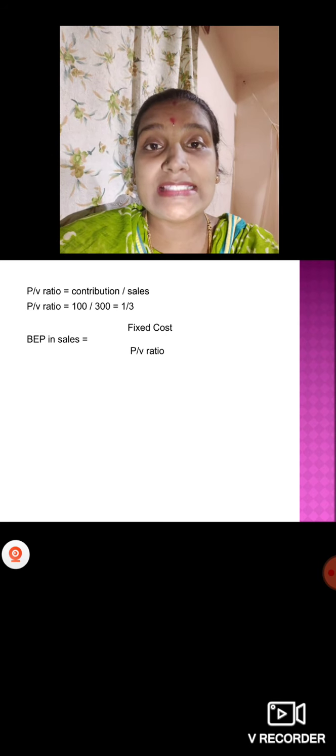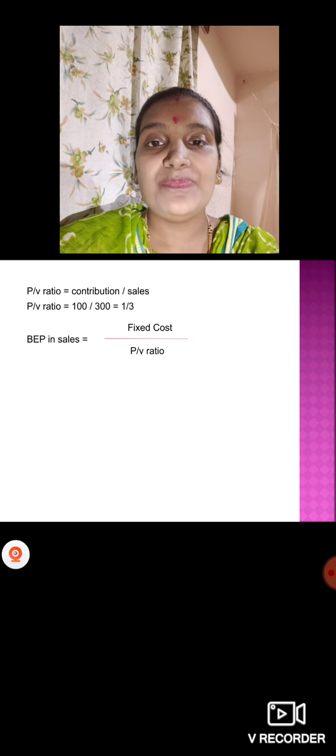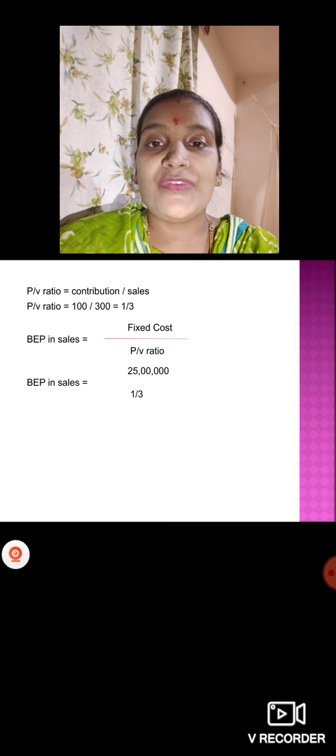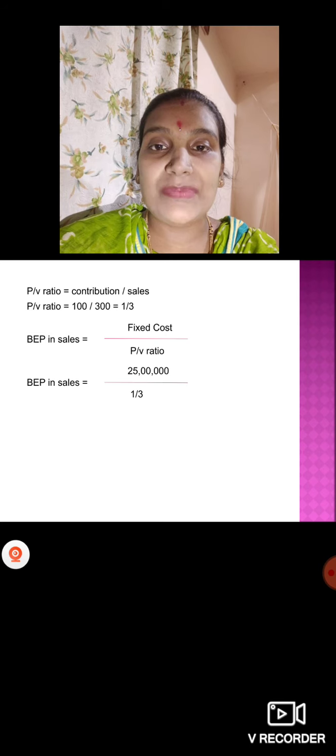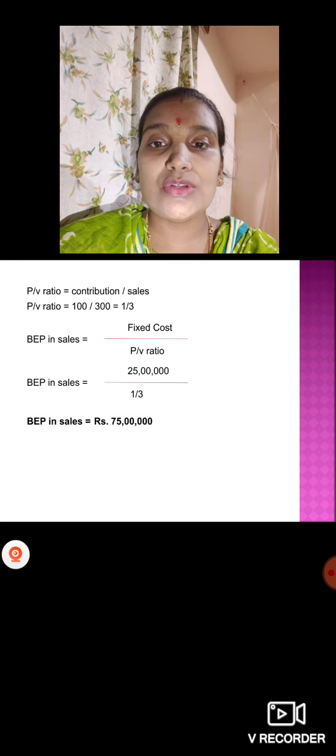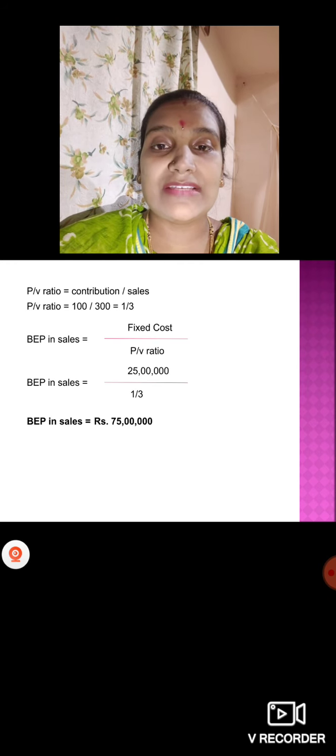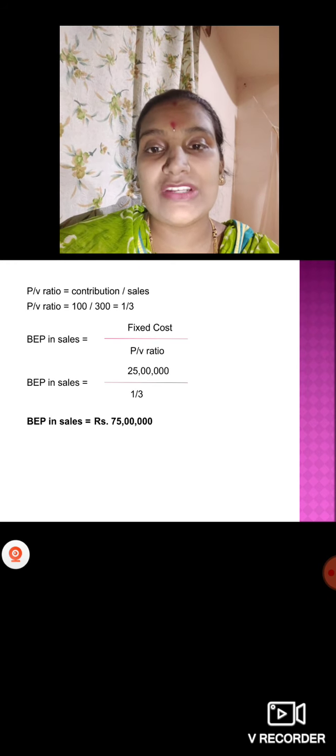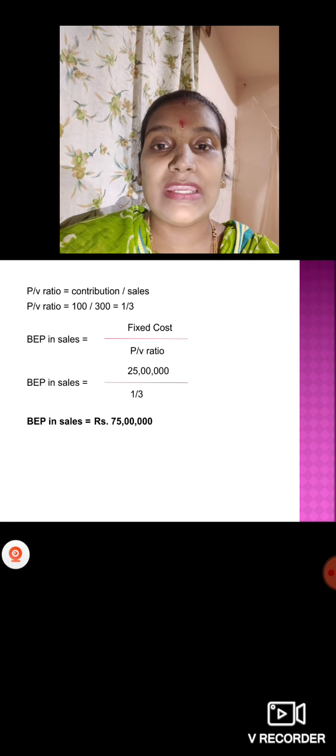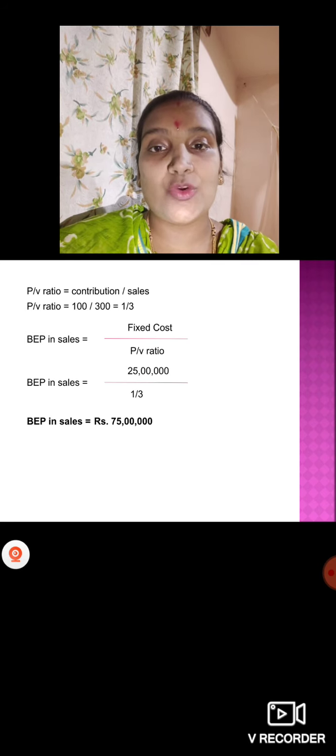That we will apply in this formula here. Break-even point in sales equal to fixed cost divided by PV ratio. So fixed cost we have 25 lakh and PV ratio you have 1 divided by 3. So 25 lakh into 3 divided by 1, you will get break-even point in sales 75 lakh rupees. Okay, whenever break-even point you mention in units, you should mention answer in units. And whenever you mention break-even point in sales, you should mention it as rupees here.